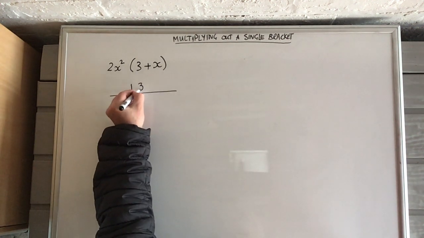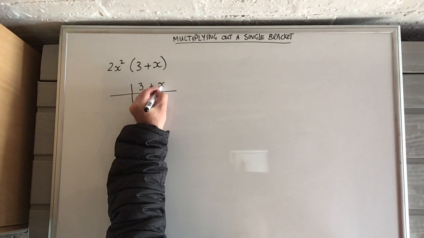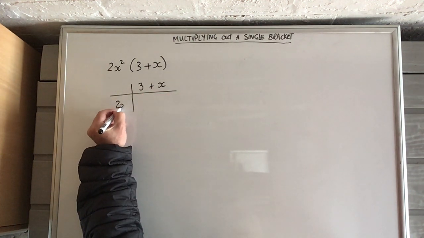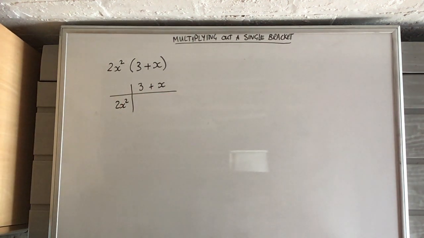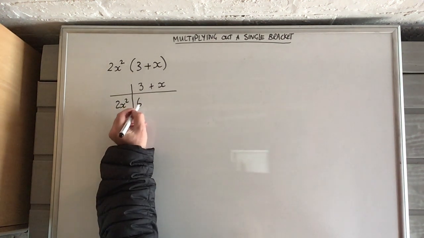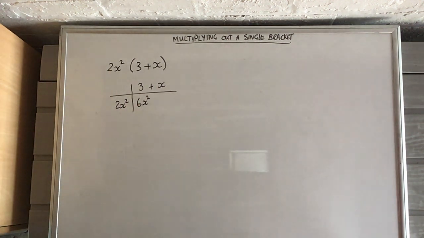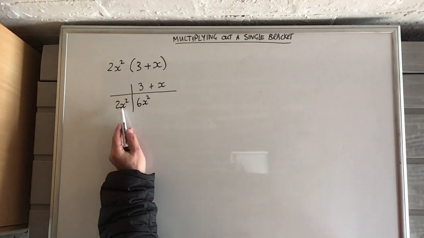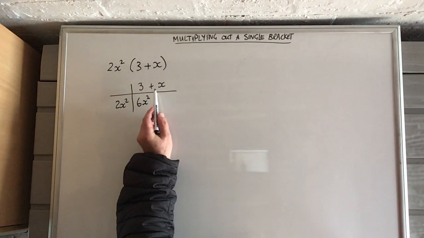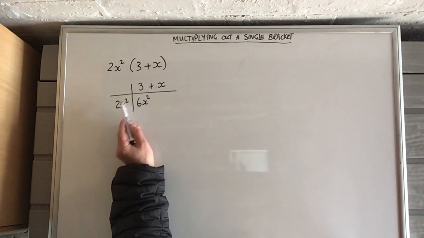Bracket goes along the top, and outside goes down the side. Again, we just multiply out, so multiply the numbers together. 2 times 3 is 6. Multiply the letters, well, we've only got x squared, so it's x squared. So it's 6x squared for the first term. Second term, multiply the numbers together. Remember, there's a 1 here that you don't see, so 2 times 1 is 2.